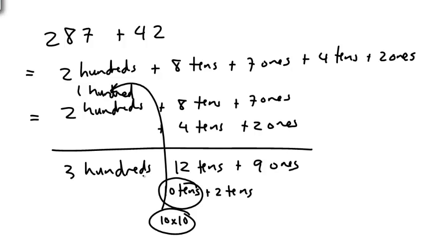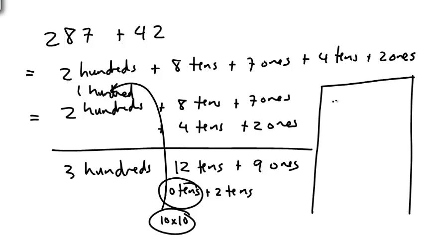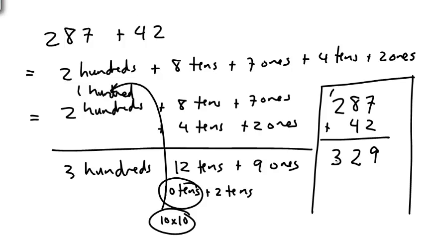And if I can squeeze this in, this explains our usual shortcut. We have 287, and we put the 42 like this. Now you can't line it up on the left, you have to line it up on the right. You add ones to ones, tens to tens, hundreds to hundreds. 7 plus 2 is 9, 8 plus 4 is 12. We put the 2 down, we carry the 1. That's exactly what's happening over here. And we get 329.